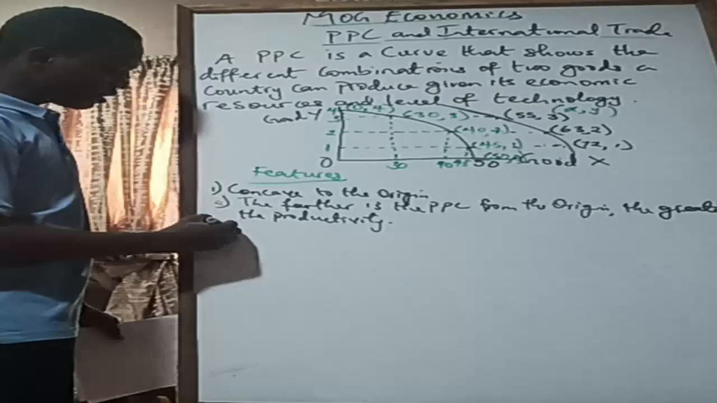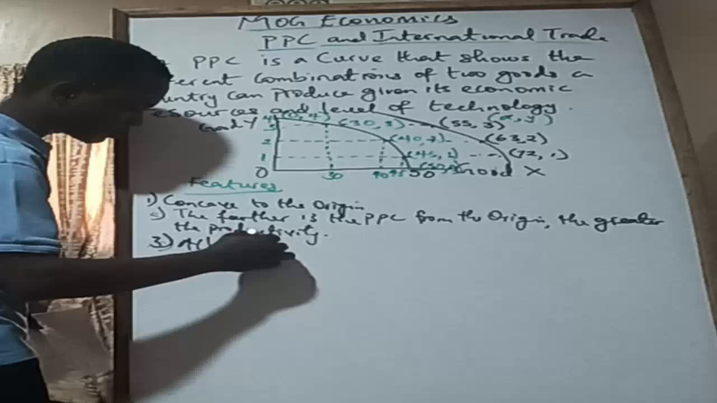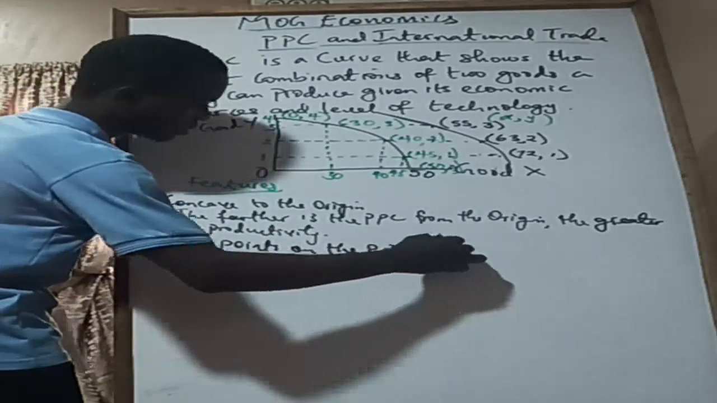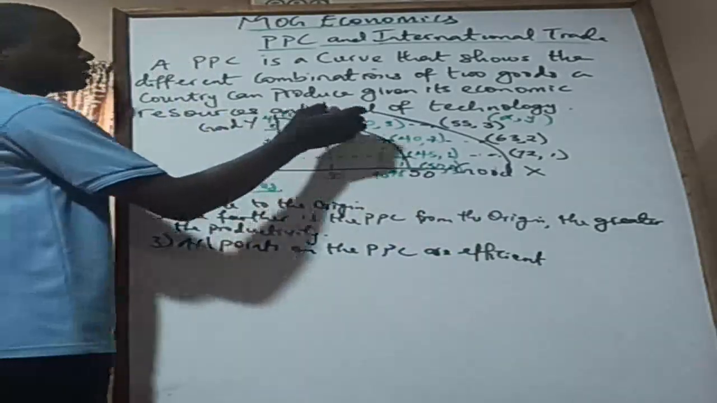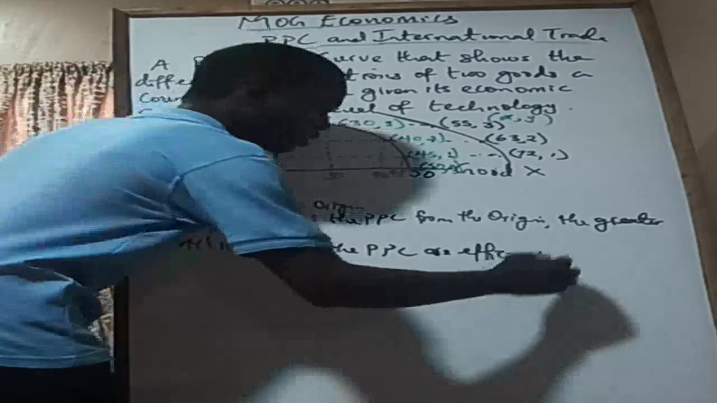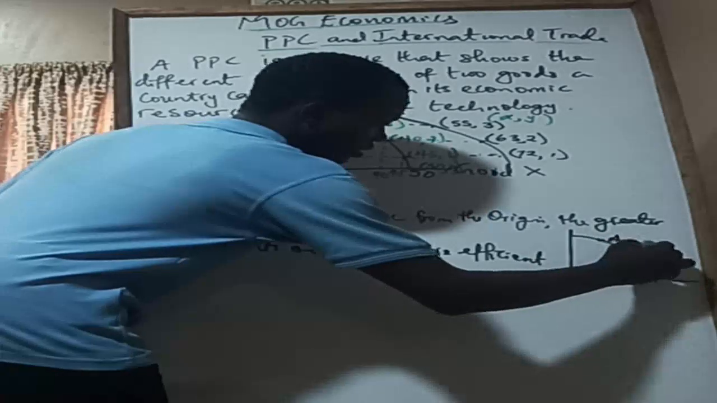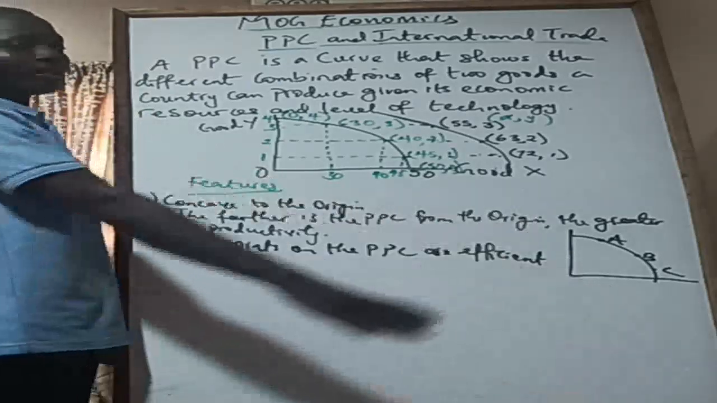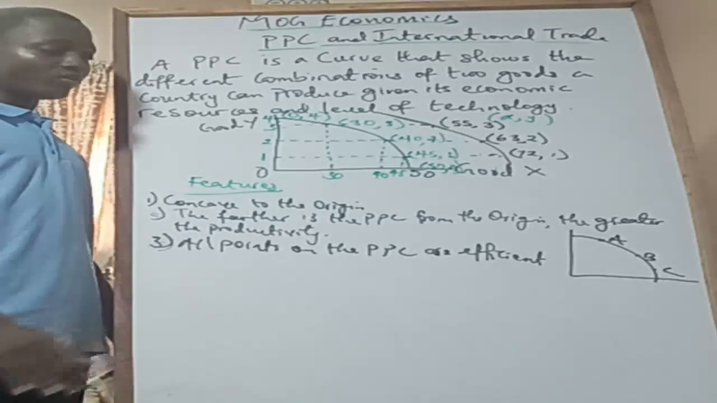Okay, then number 3, all points on the PPC are efficient. Which means all these combinations, as long as they are on the PPC, maybe I should just draw another one here. So if you have a PPC like this, and this is point A, point B, point C, all those points are efficient. They are telling that for you to produce A, B, and C, that means you are making the best use of all of your resources, right? The best use of all of your resources.